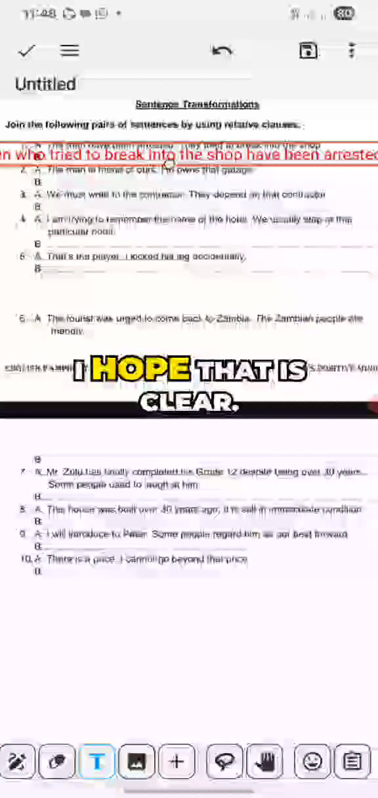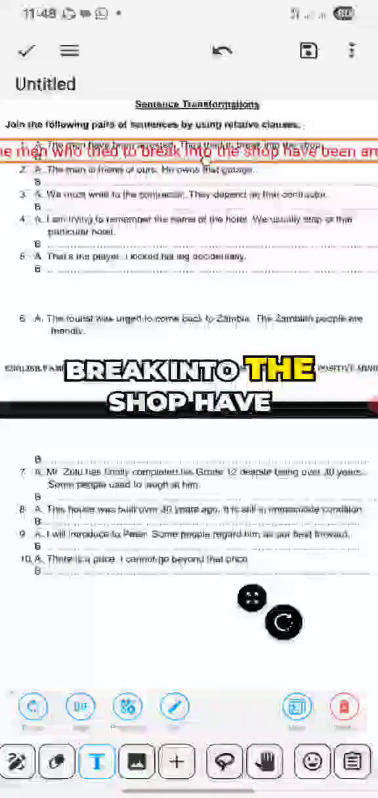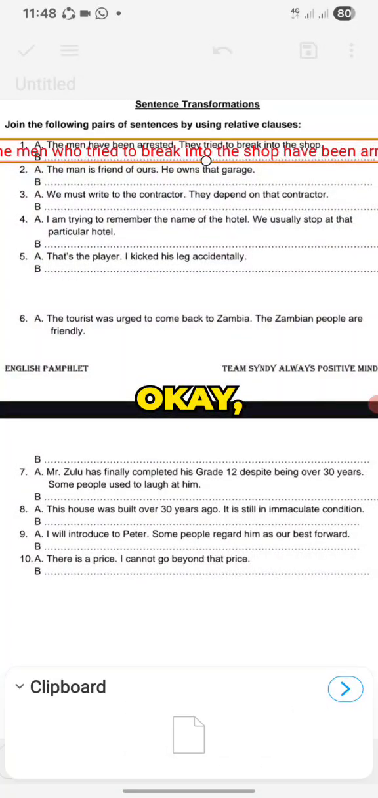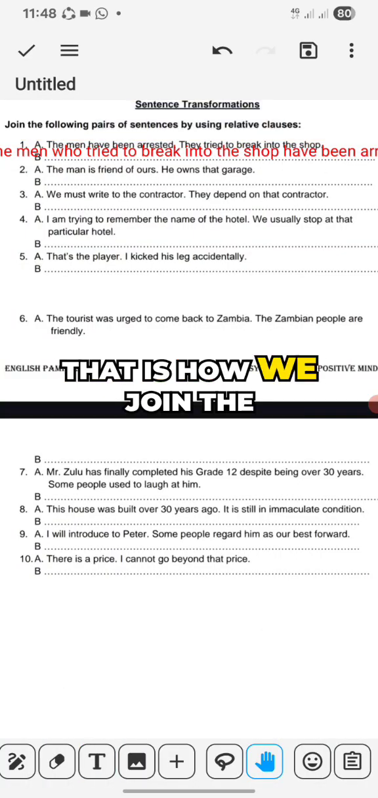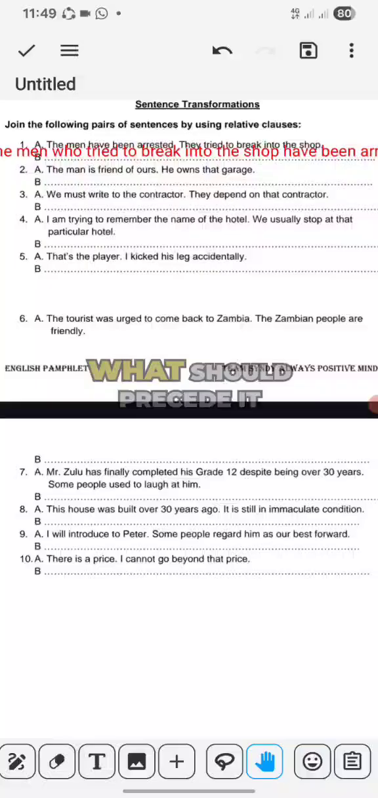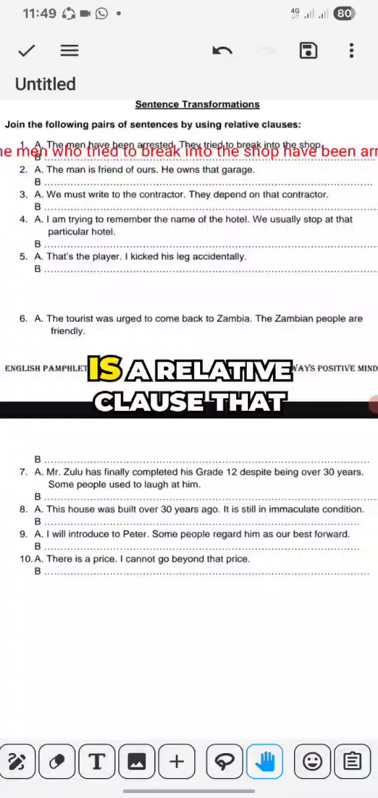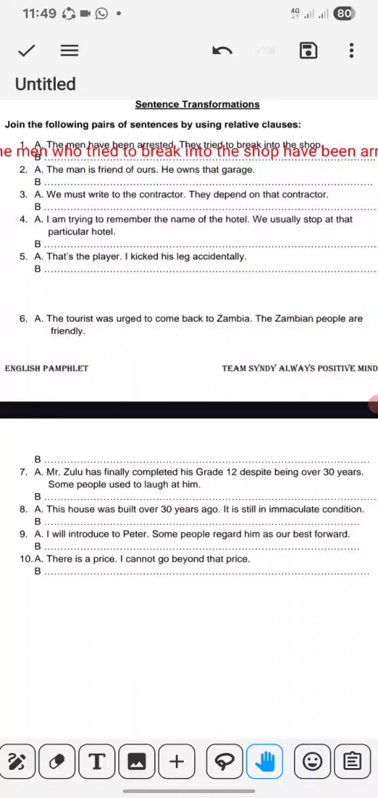Okay, I hope that is clear. So the men who tried to break into the shop have been arrested. That is how we join the first one. As you can see, the men is the subject. So once the subject is mentioned, what should follow it is a relative clause that is giving us more information about it. So "who tried to break into the shop" is the relative clause there, then "have been arrested."